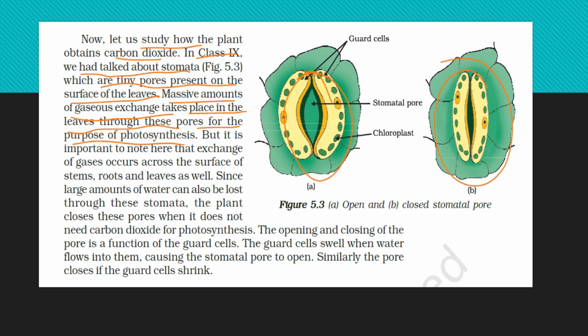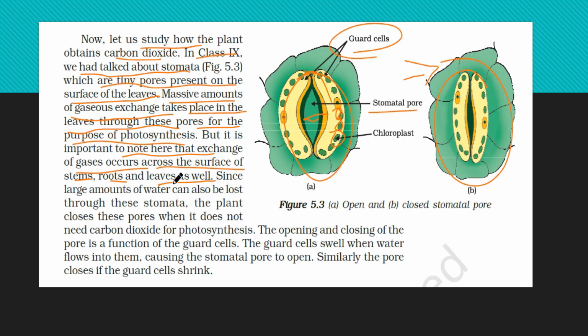These are guarded by two guard cells. This is the stomatal pore, guarded by the guard cells, and these are all chloroplast-containing cells. In the morning, during the daytime, the stomata in the lower epidermis are open and guarded by the guard cells. But it is important to note that the exchange of gases occurs across the stems, roots and leaves, throughout the plant.